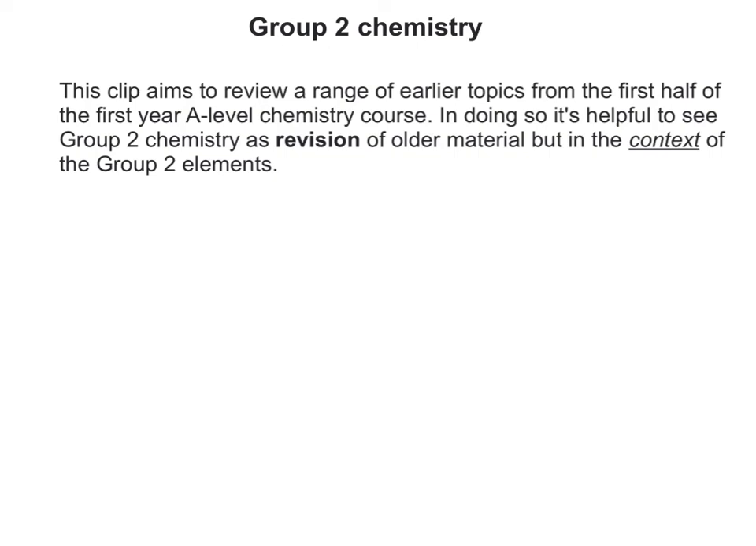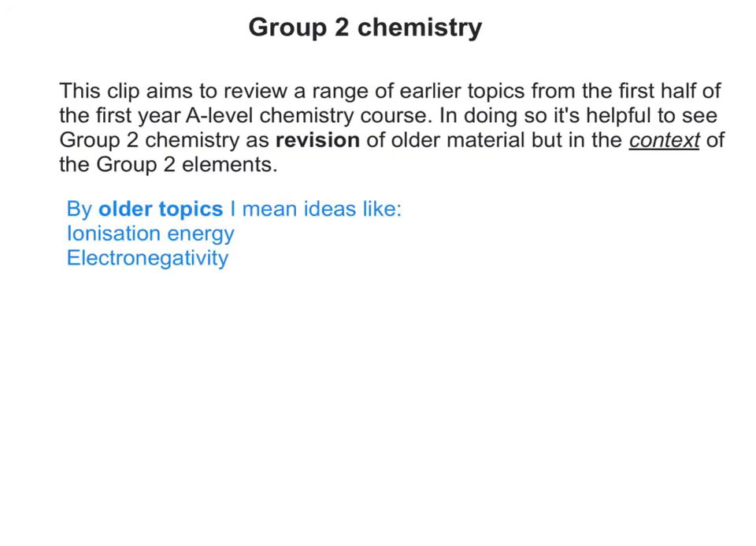So what we're going to try and do is use the Group 2 chemistry as a context or backdrop against which we can look at older topics. So I'm talking about things like ionization energy, electronegativity and redox reactions as applied to reactions with water or oxygen, for example. And in addition, we'll have a look at some of the uses of Group 2 compounds.